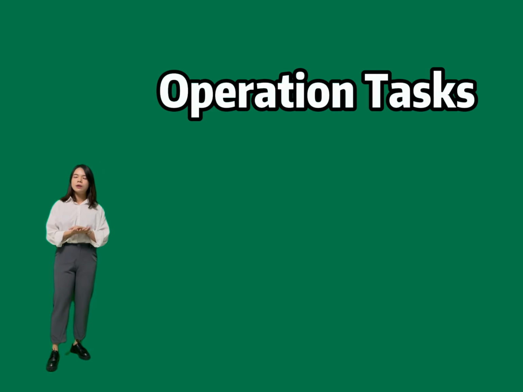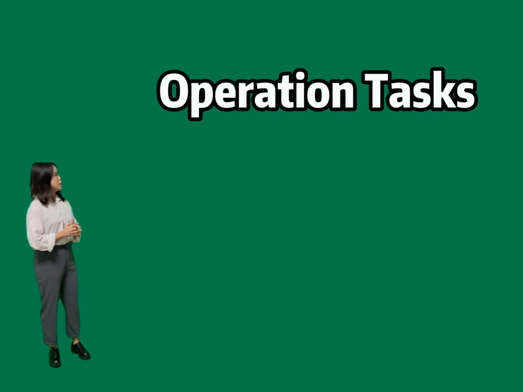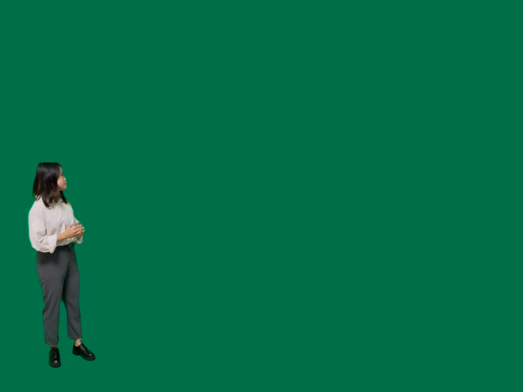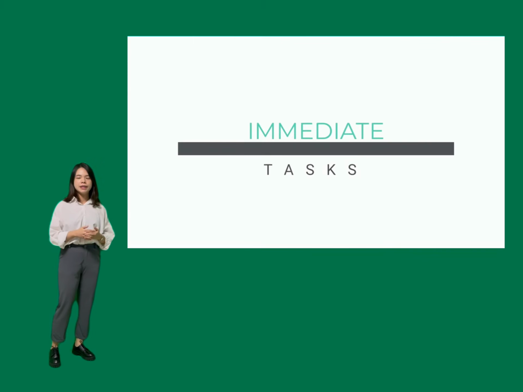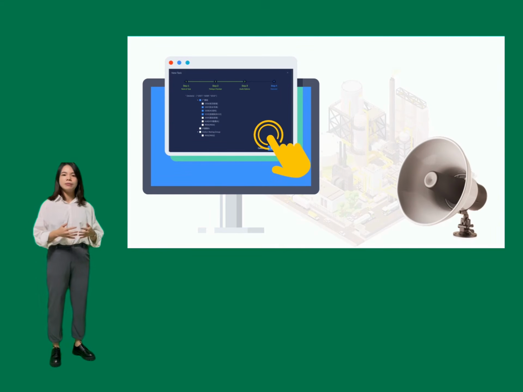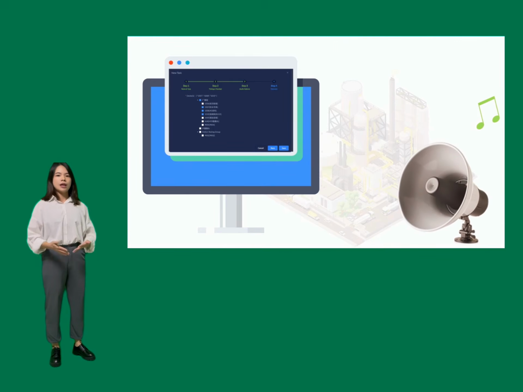In terms of operation tasks, the dispatch console supports three types of tasks. For the first one, we have the immediate task. As the name suggests, the task will be triggered immediately after it is created.